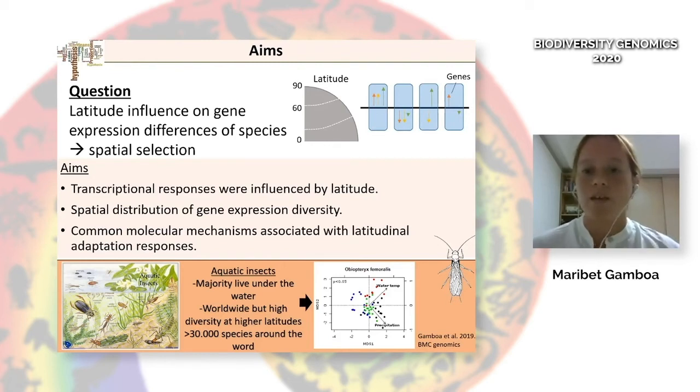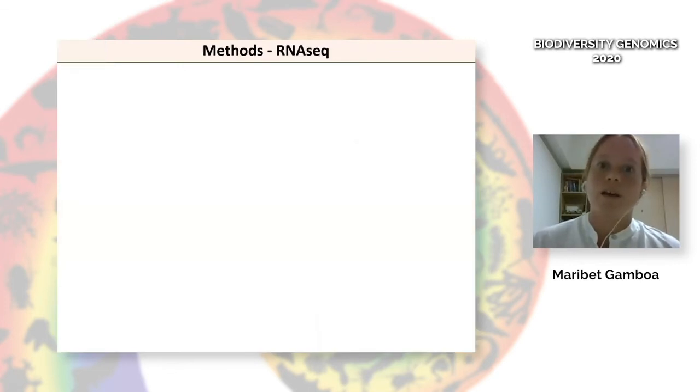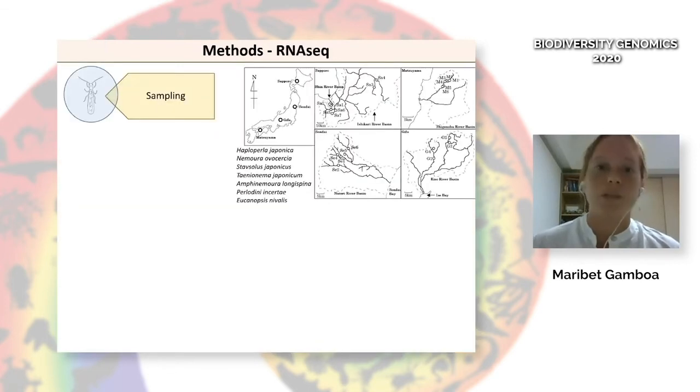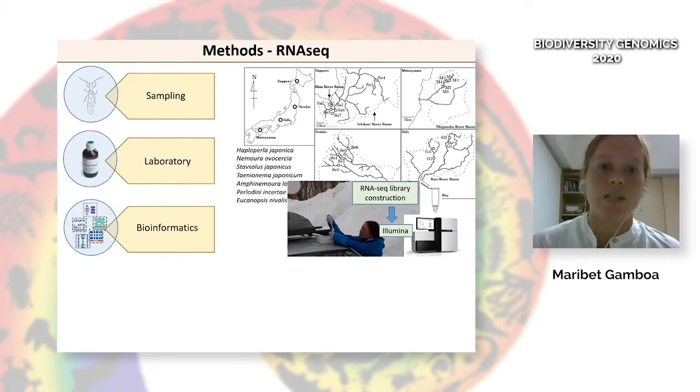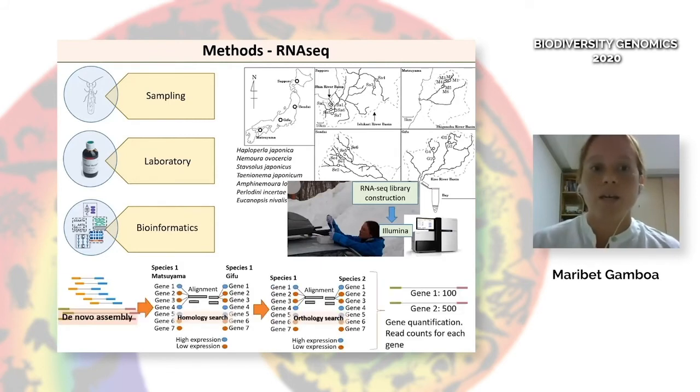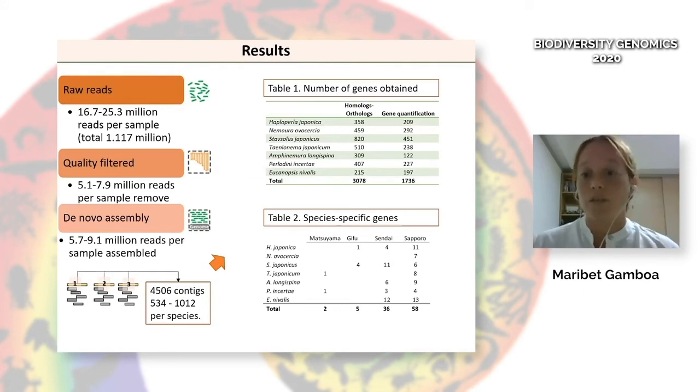In my previous study, I found that in genome-wide analysis, they show a population divergence associated with certain environmental conditions. So to study the latitudinal gradient, I sampled natural populations from the north to the south of Japan in 4 different geographical regions, and I selected 7 different species that have different behavior and different habitat preference. So I extracted the RNA, made RNA-seq libraries, and I conducted the bioinformatic analysis needed, and I obtained more than 3,000 genes and 101 species-specific genes.